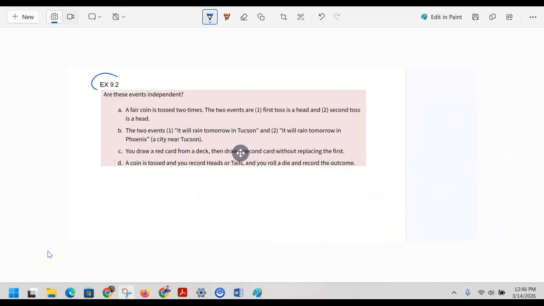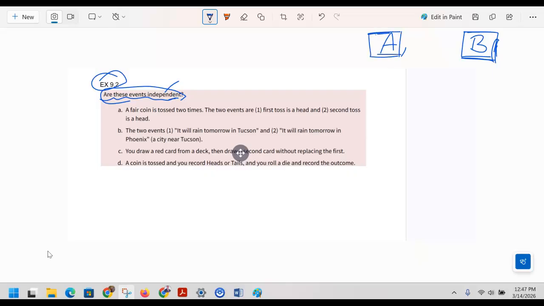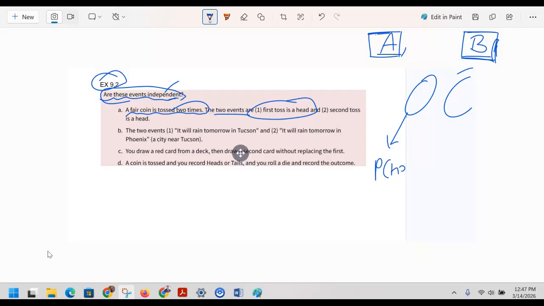Okay, so this is example number 9.2. The question is, are the two events independent? Now, what is the meaning of two events A and B being independent? It means the probability of B occurring is not affected by what has happened in the first place. So, let's see, if a coin is tossed two times, the first event is head. What is the probability that the first one is heads? It is going to be one out of two.